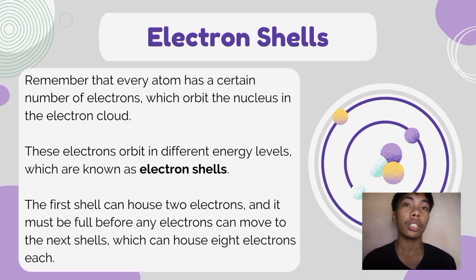The first is electron shells. Remember that every atom has a certain number of electrons which orbit the nucleus in the electron cloud. These electrons orbit in different energy levels, which are known as electron shells. The first shell can house 2 electrons, and it must be full before any electrons can move to the next shells, which can house 8 electrons each.